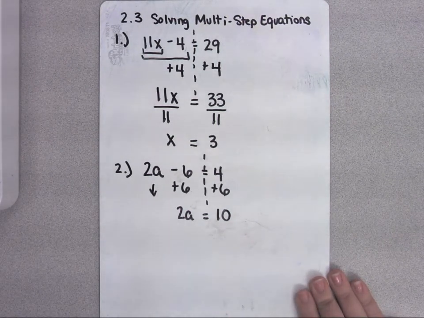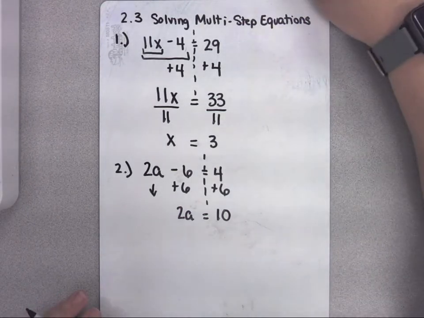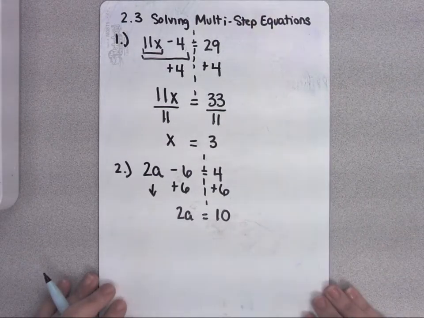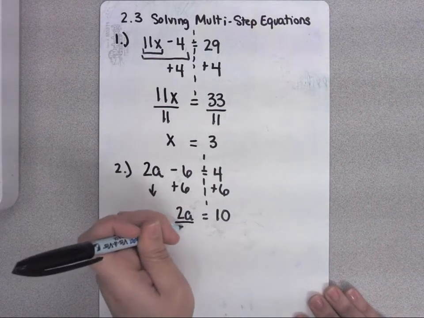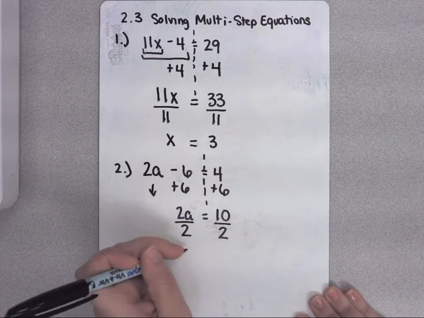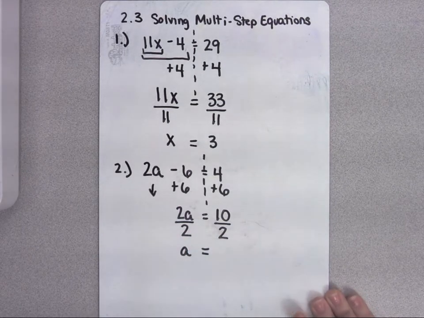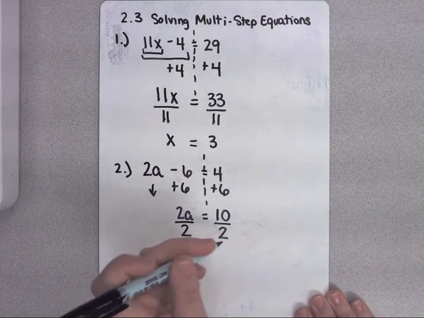Then again, 2 and a, when they're right next to each other, what does that mean, Katie? It means it's multiplying, so how do I get rid of it? Divide. Anything divided by itself, I'm left with just a. What is 10 divided by 2, Jacoby? 5.